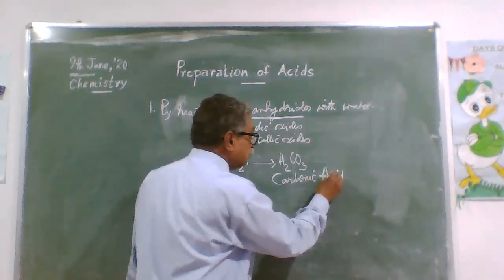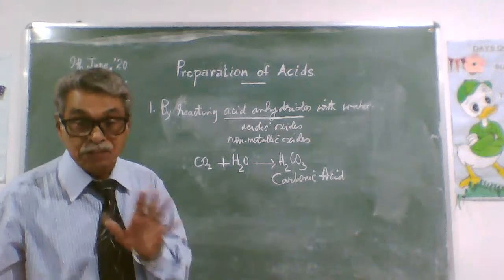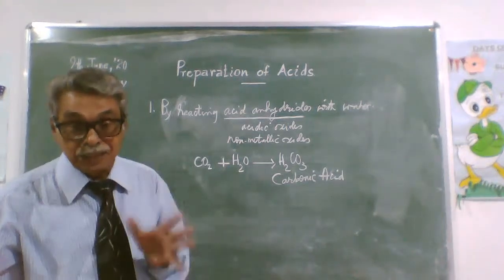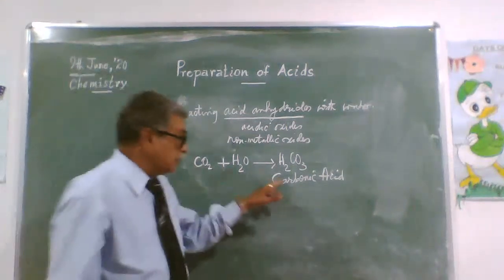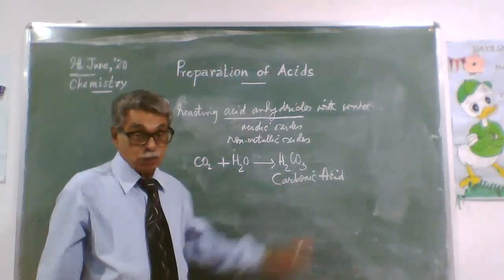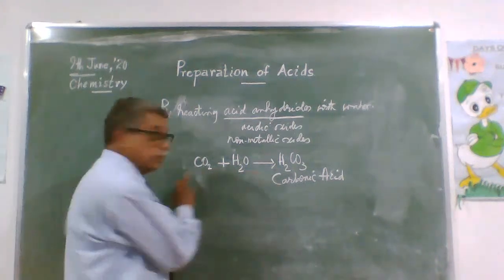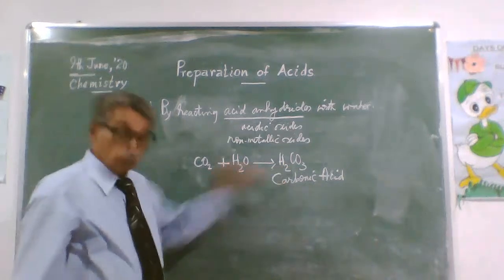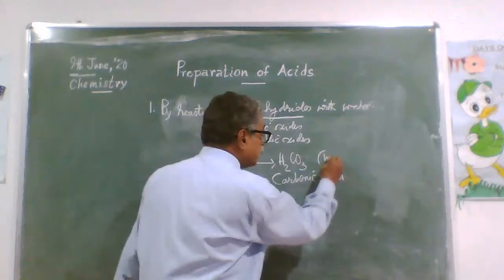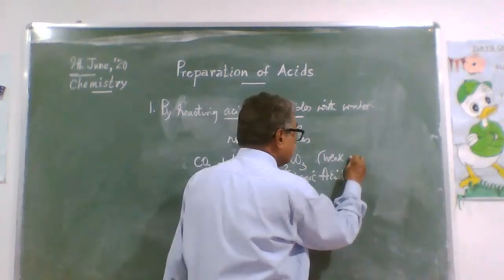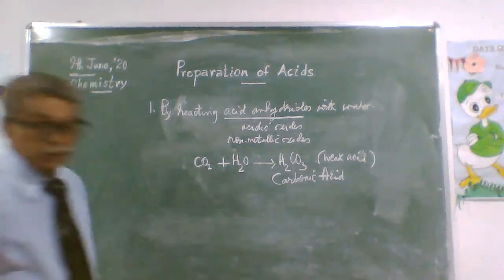And carbonic acid is the prime constituent of all your fizzy drinks: soda, lemonade, orange squash. The fizzy part is from carbonic acid. So it's not poisonous, we take it in. Carbonic acid is prepared by dissolving carbon dioxide in water. It's a very weak acid.